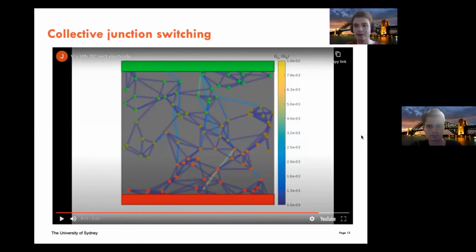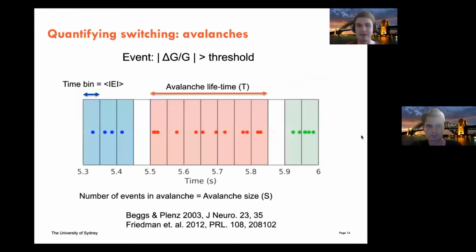So we can analyze the avalanches like it's done in the brain to see whether any of the states are consistent with criticality. And the way we can do this is we can define an event as when the change in conductance divided by the conductance at a given junction is bigger than a certain threshold, and comes back below that threshold. Then we discretize time into time bins, which we just do as the average inter-event interval, so the average time between consecutive events. And we define an avalanche as consecutive bins which contain events, preceded and followed by bins that don't contain events, like done in studies of avalanches in the brain.